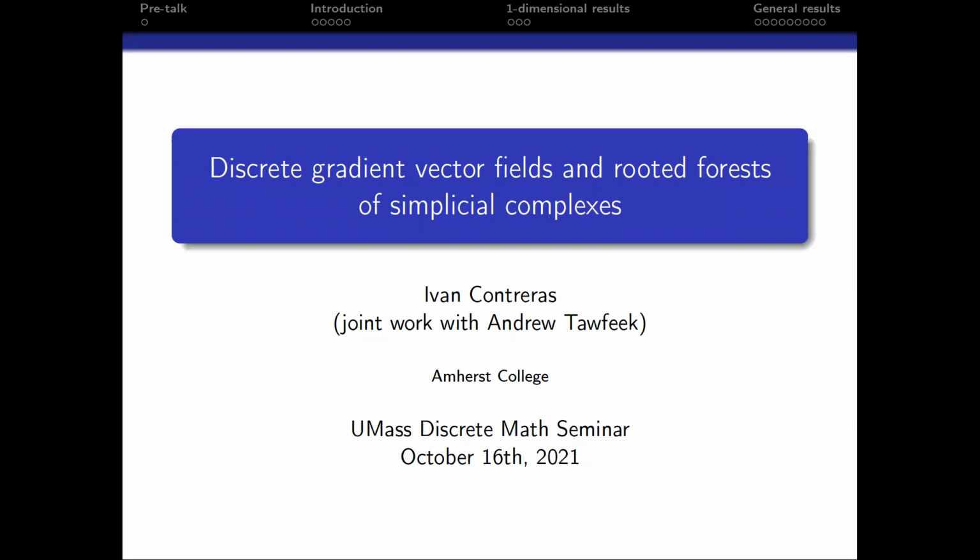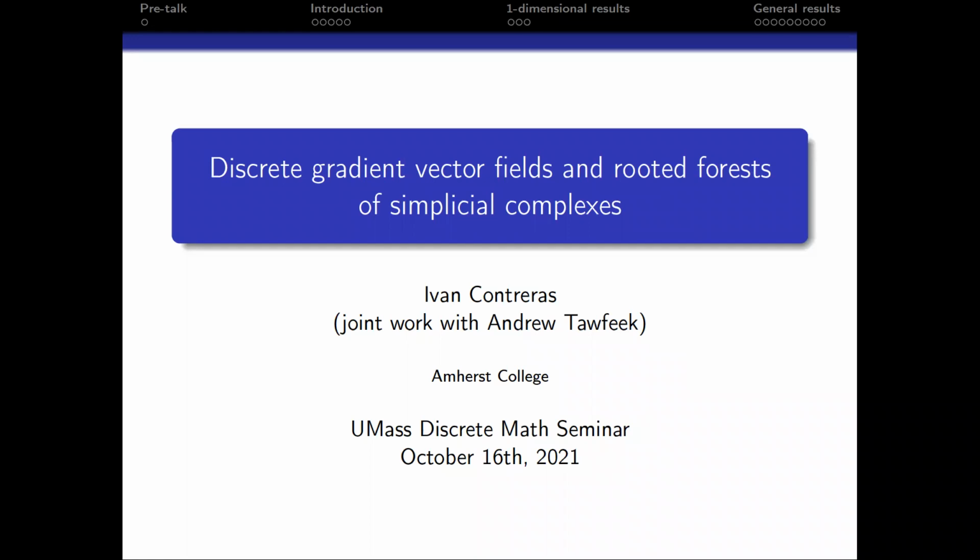I'm going to be talking about discrete gradient vector fields and the connection with rooted forests for simplicial complexes. This is joint work with former student Andrew Tawfeek, who is now a grad student at University of Washington, but he worked with me and also with Alejandro for his senior thesis at Amherst.